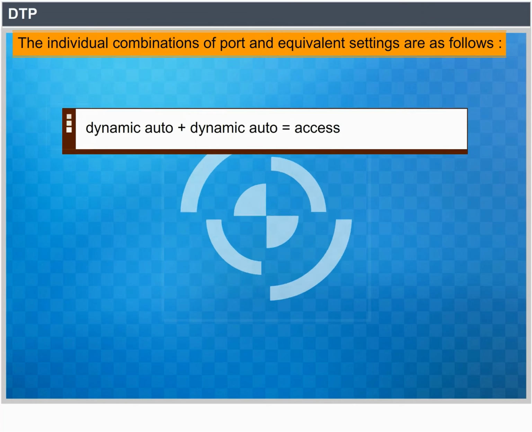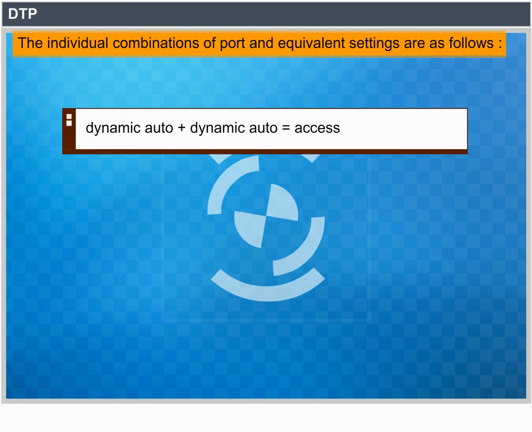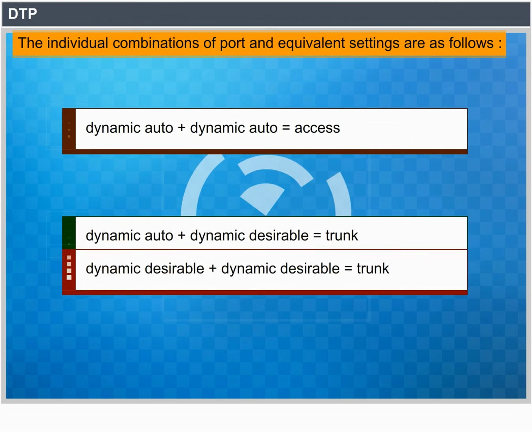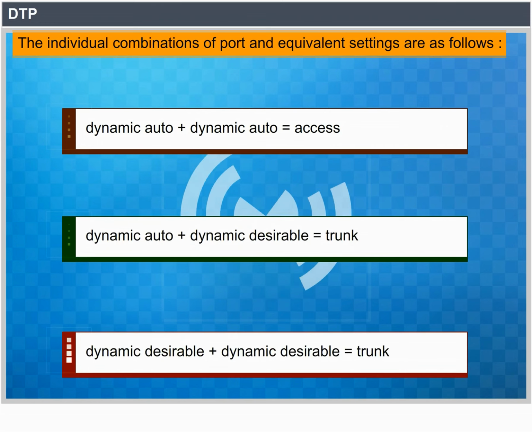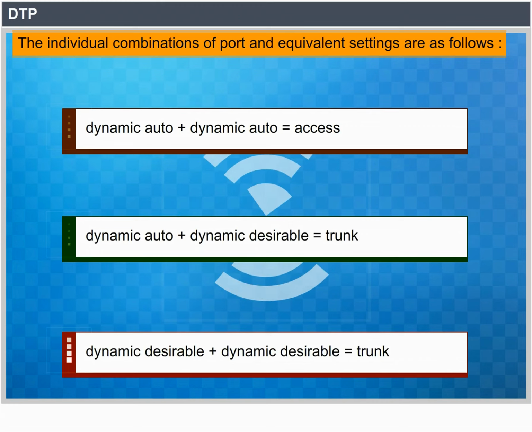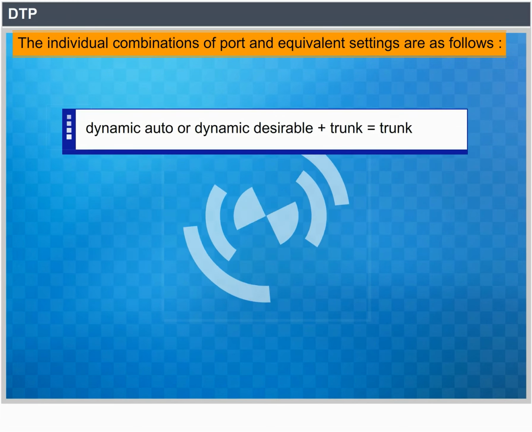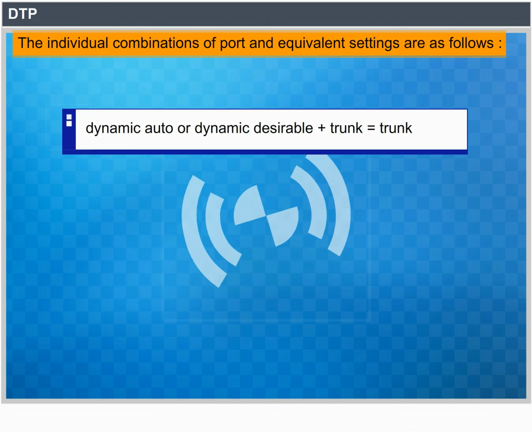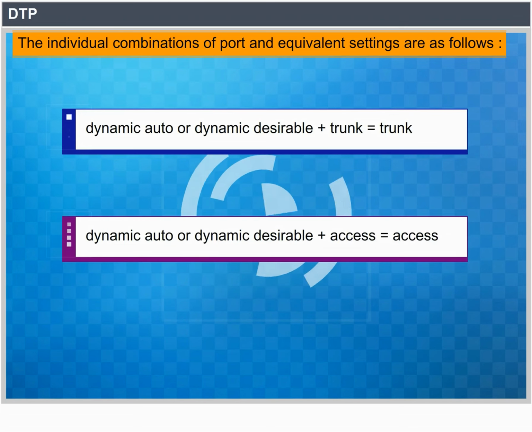Dynamic auto plus dynamic auto equals access. Dynamic auto plus dynamic desirable equals trunk. Dynamic desirable plus dynamic desirable equals trunk. Dynamic auto or dynamic desirable plus trunk equals trunk. Dynamic auto or dynamic desirable plus access equals access.